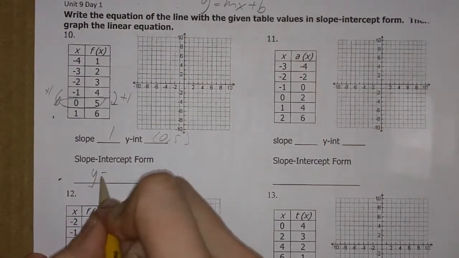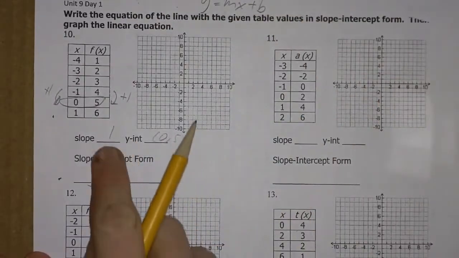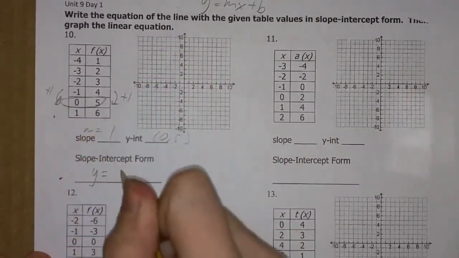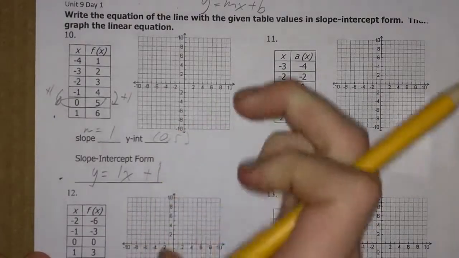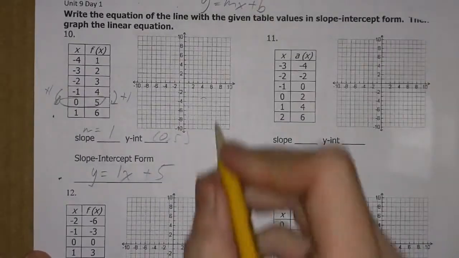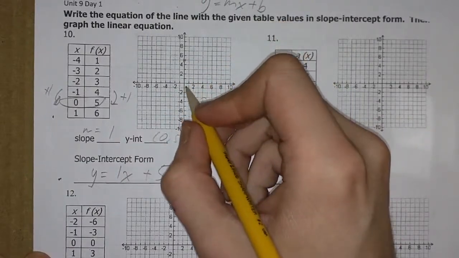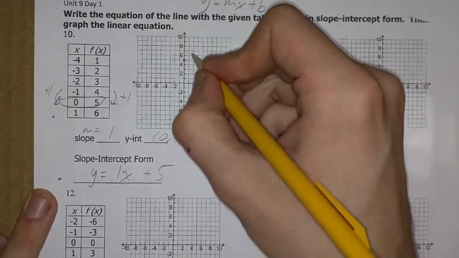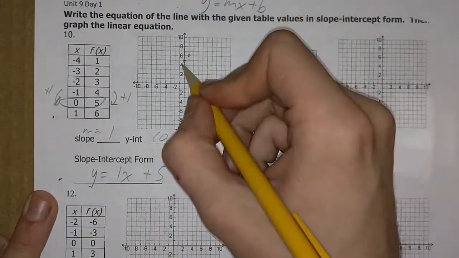So that means our slope formula, we have y equals mx plus b. So m, our slope, x, plus b, our y-intercept. So 1x plus 5. Let's see, so 0, 5, 1, 6. Yep, has a slope of 1, up 1 over 1. And it starts at 5.